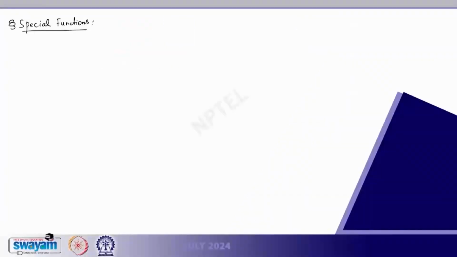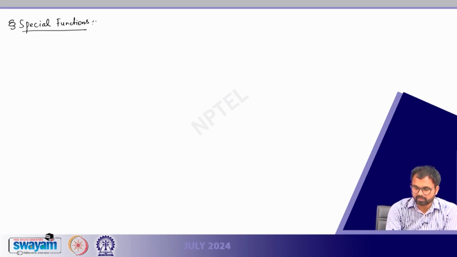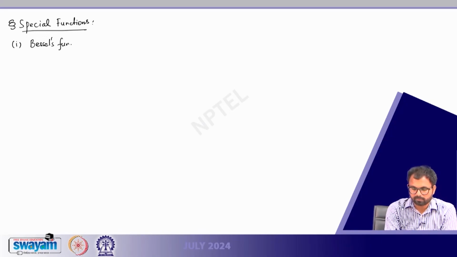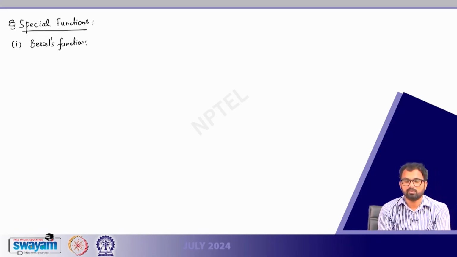So we will mostly be concerned with two types of differential equations. This lecture and the next lecture I will be talking about Bessel's function and Legendre polynomials. They actually come from second order ordinary differential equations. To talk about it, let me show you how Bessel's differential equation looks. They are called special functions, and amongst them we are first going to look into Bessel's function, which comes from Bessel's differential equation. So how does it look?